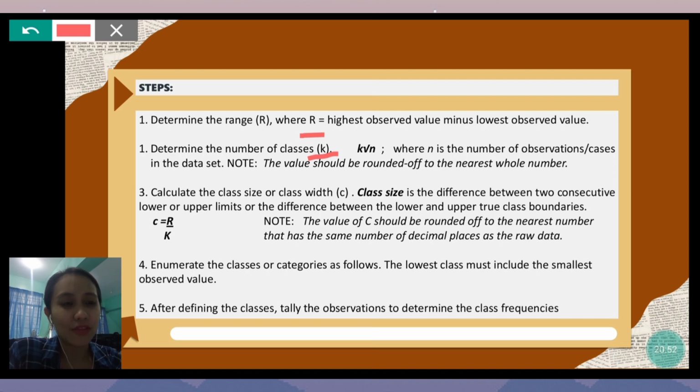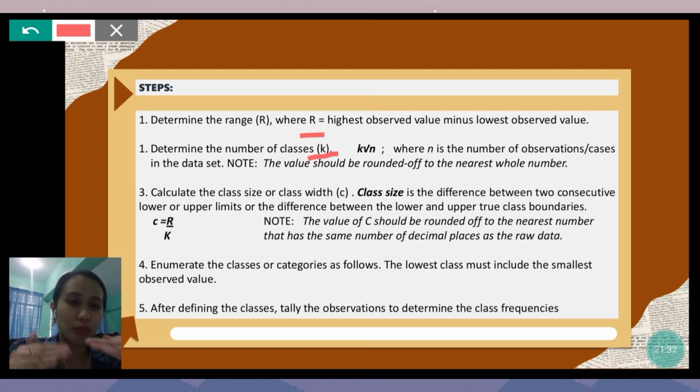Number 4, enumerate the classes or categories as follows. The lowest class must include the smallest observed value. Once you are able to determine the number of classes and the class size, you need to arrange the data in rows, and take note that the lowest class, the very first class, should include the smallest value based on the data gathered. Number 5, after defining the classes, tally the observations to determine the class frequencies. I will show you an example later.